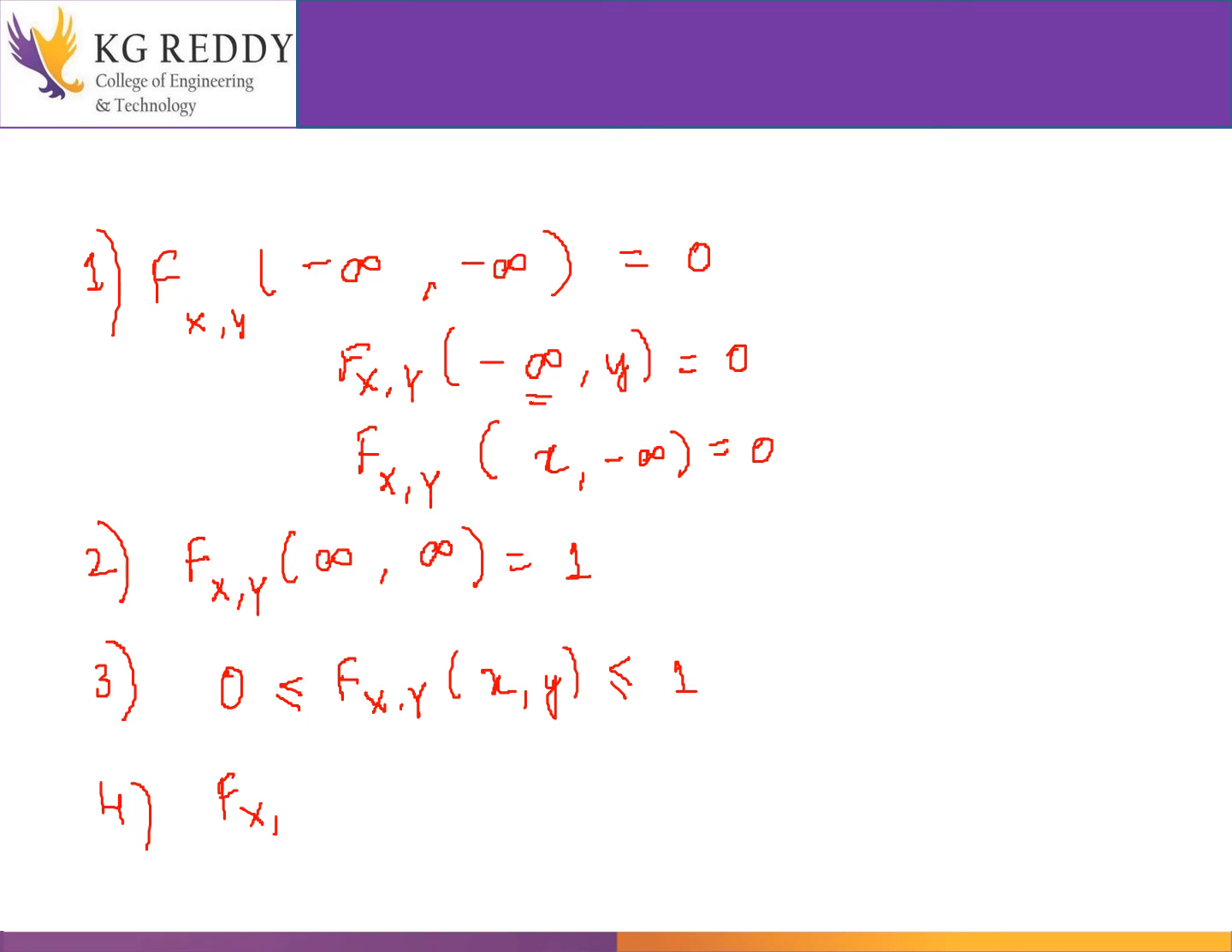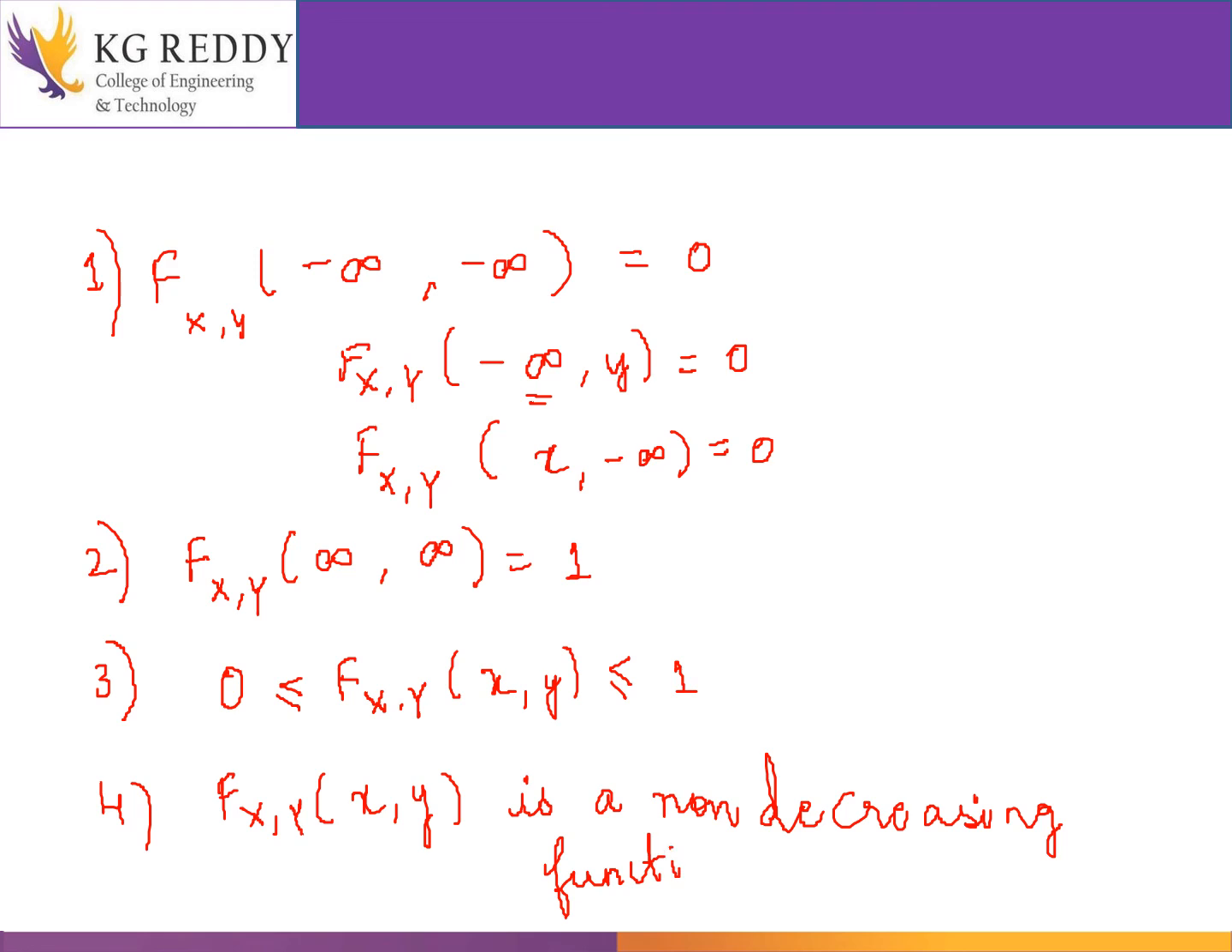That is, F_X,Y(x, y) is a non-decreasing function of both x and y. So we can also call it an increasing function, or just a non-decreasing function in both x and y. Now coming to the next property.